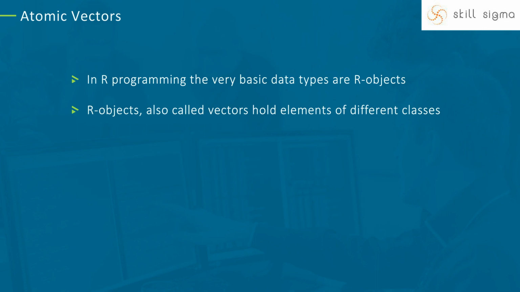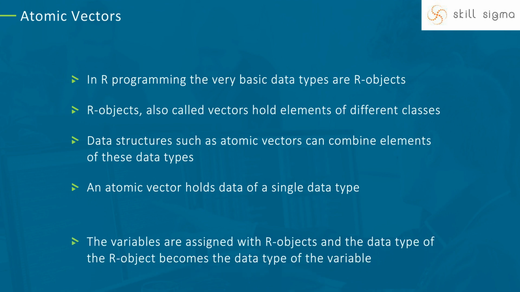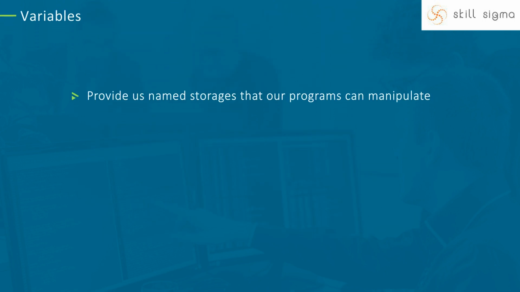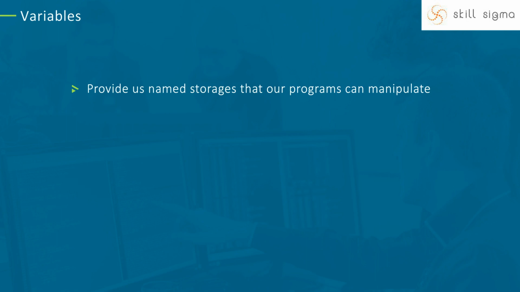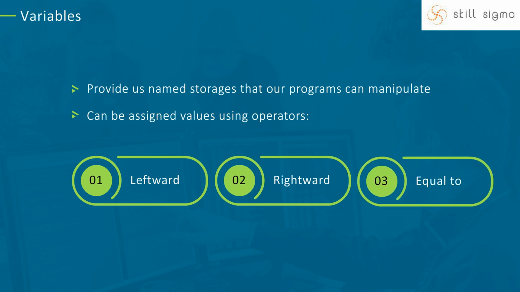The number of classes are not confined to the 6 data types, and we can combine elements of these data types to form data structures such as atomic vectors. An atomic vector is called such because it holds data of a single data type. The variables are assigned with R objects, and the data type of the R object becomes the data type of the variable. Variables provide us named storages that our programs can manipulate. A variable can be assigned values using leftward, rightward, and equal to operators.